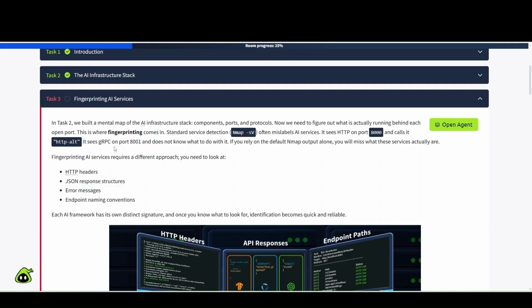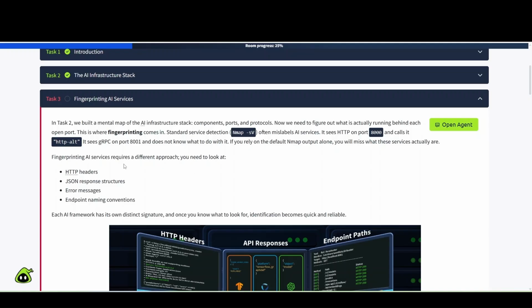It sees RPC on port 8001 and does not know what to do with it. If you rely on the default nmap output alone, you will miss what these services actually are. Fingerprinting AI services requires a different approach. You will need to look at HTTP headers, JSON response structures, error messages, and endpoint naming conventions.